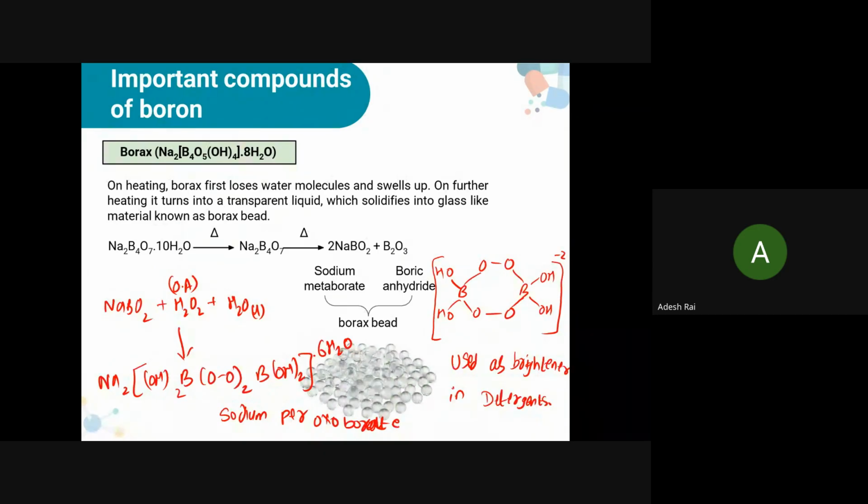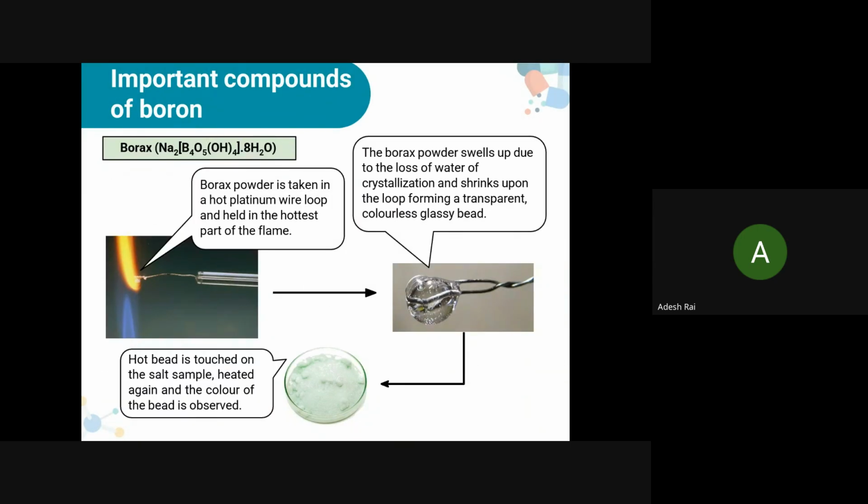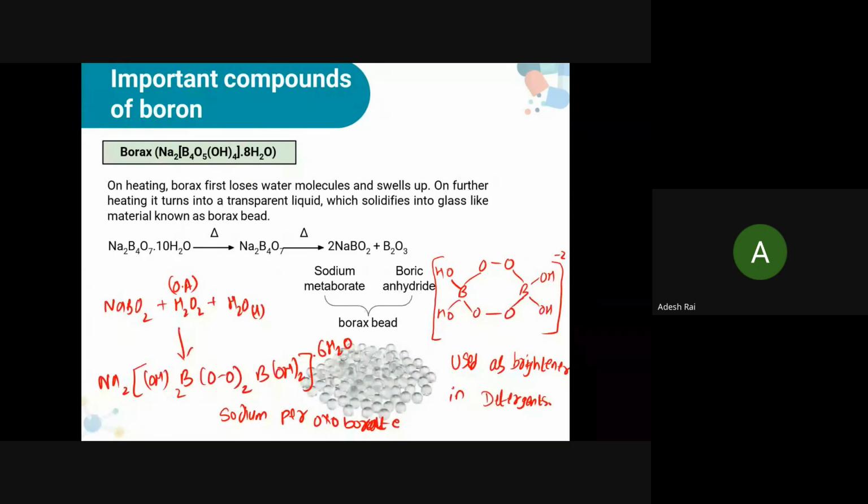So that's it. And then there are a few uses of boron that we can also write. One of the uses that we saw is that it is used as borax bead, so we can do qualitative analysis, right? Has everyone noted this? The sodium peroxoborate part?